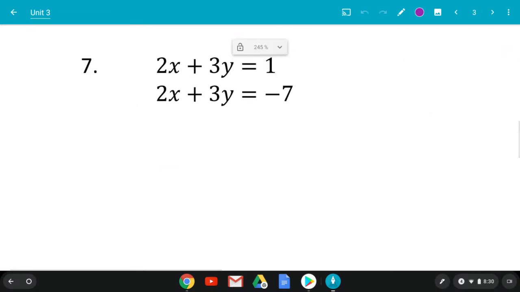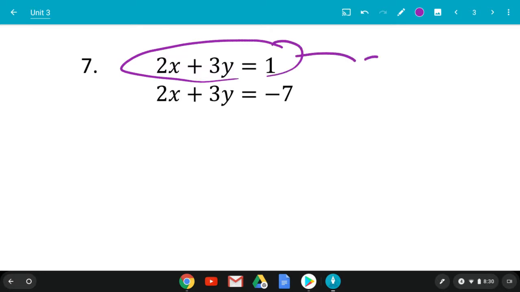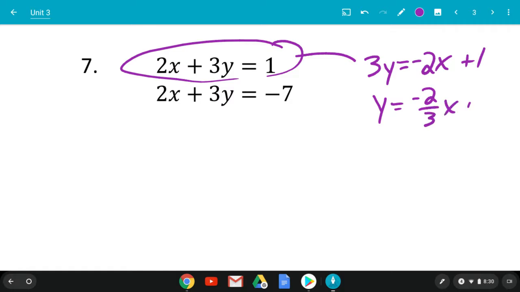In order for me to graph it, I would have to get that in slope-intercept form. So on this first one, I would subtract 2x from both sides, so I'd have 3y equals -2x plus 1. Divide by 3. y equals -2/3 x plus 1/3. Oh my goodness. That would be really difficult to graph, wouldn't it? And everybody said yes, it would be.